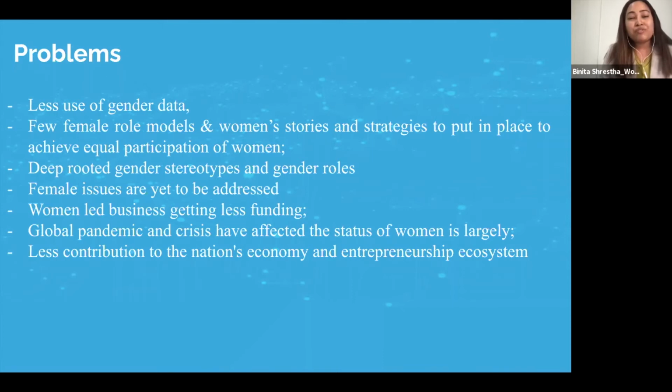There are very few women-friendly innovations that put the women's perspective first. That is also the reason why women-led businesses are struggling, and they are also less funded compared to male-led businesses.